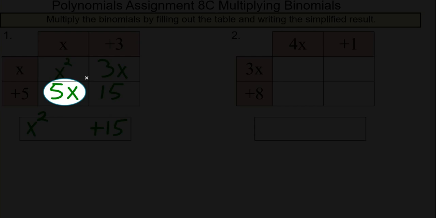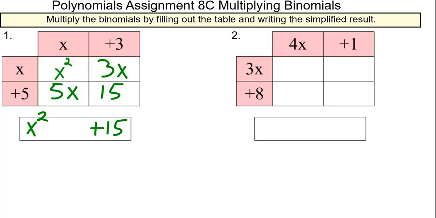This term is like this term, and they are both positive. And in fact, all the terms are positive on this page, so we don't have to worry about negatives yet. So we add like terms, and 5 plus 3 is 8. So we will put plus 8x in the middle here. Let's move on to number 2.